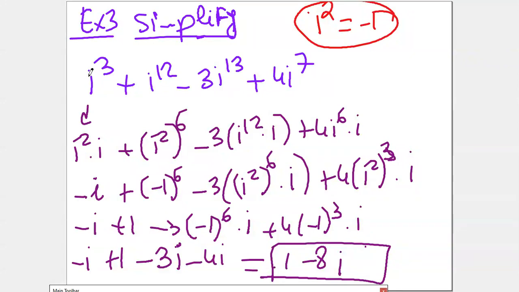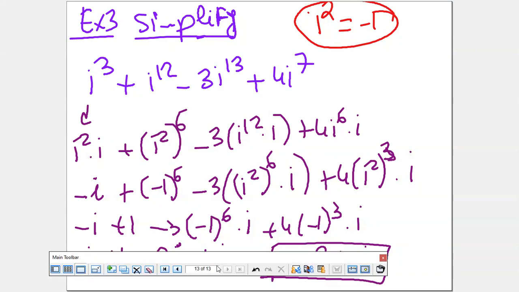So every time you have i with a big exponent, if it's even, you write it as i squared to another exponent. If it's odd, you decompose it as even times something, and then you will simplify.